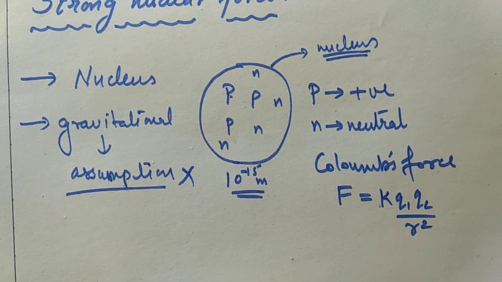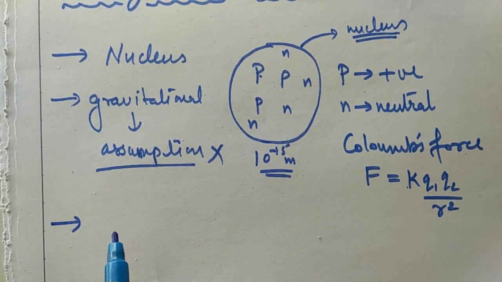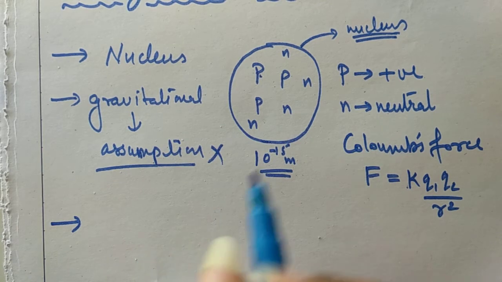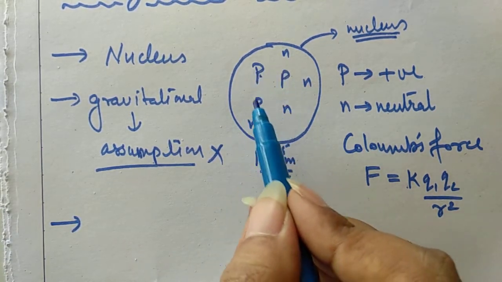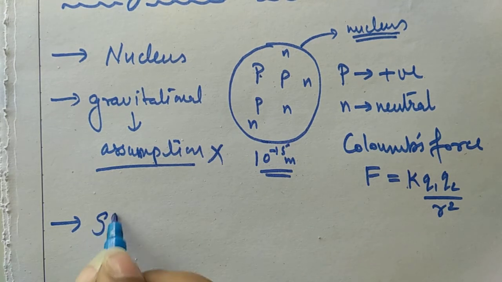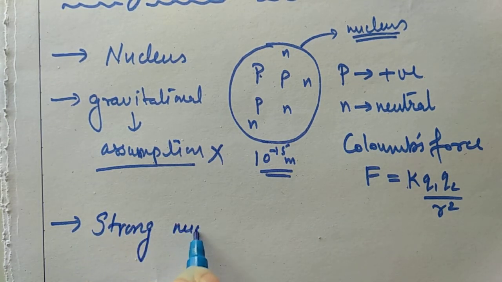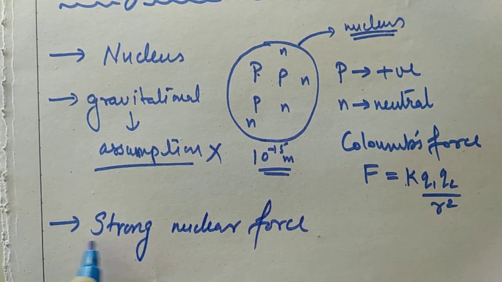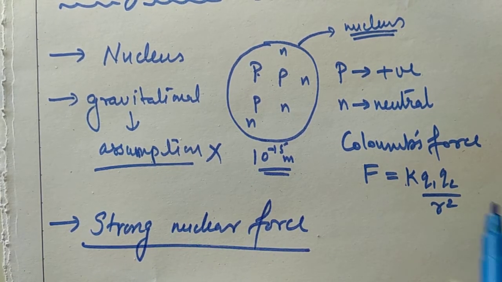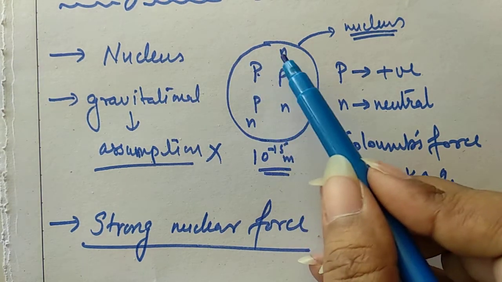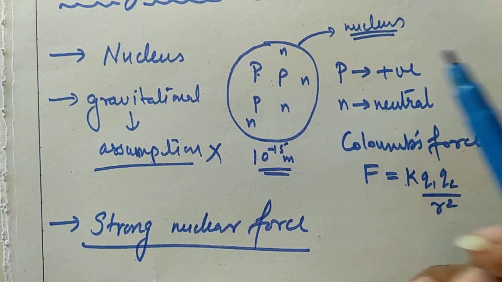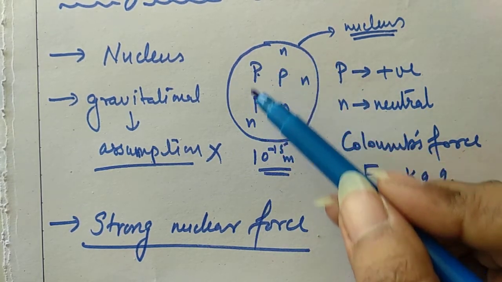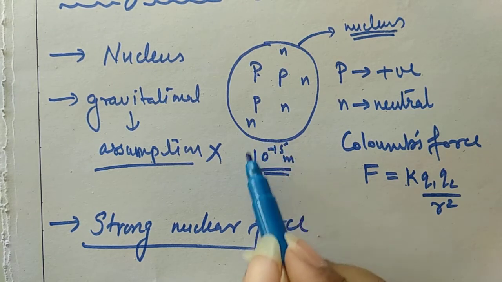So then they named that force as nuclear force, and as it overcomes the very strong repulsive force which acts between these protons, this force is named the strong nuclear force, as it is much stronger than the Coulomb force also. So they named it the strong nuclear force. Now this strong nuclear force is responsible for the attraction between all these protons and neutrons, and it binds all these nucleons within the nucleus in such a small distance.